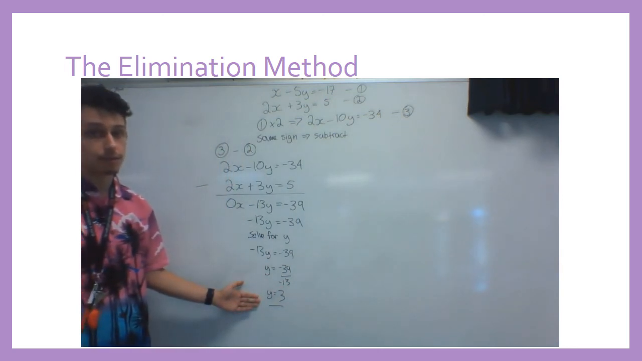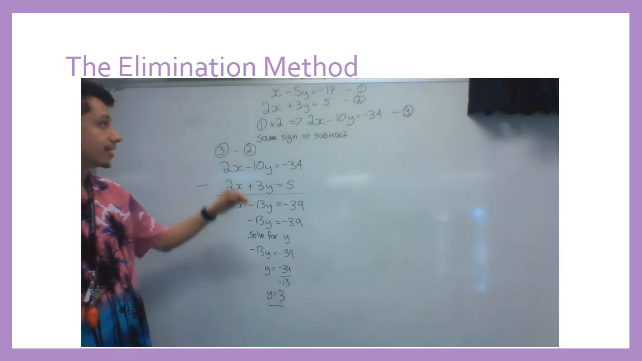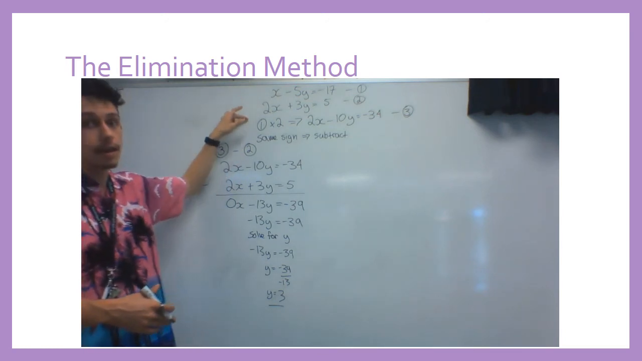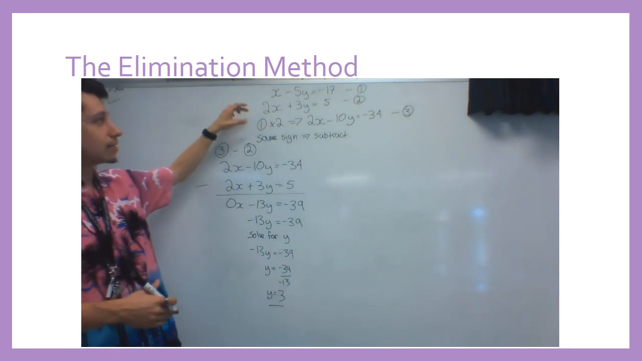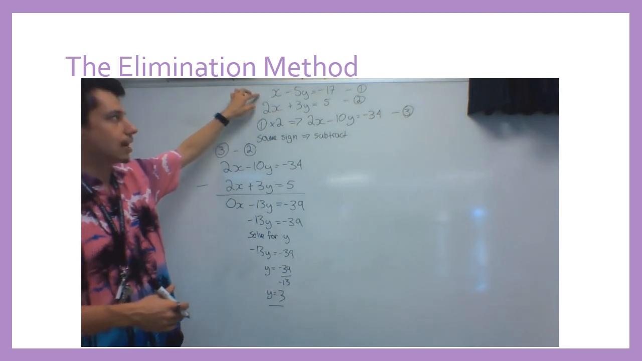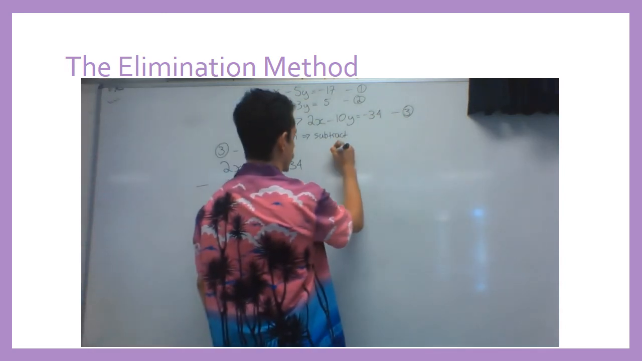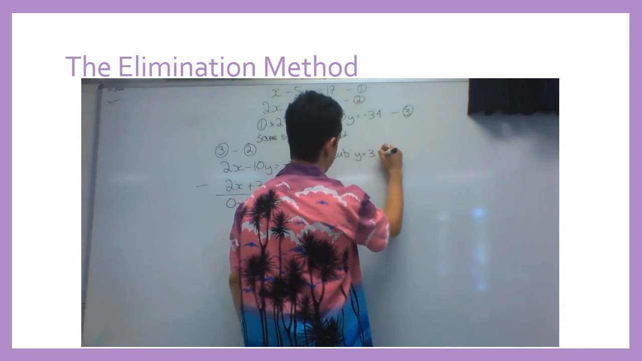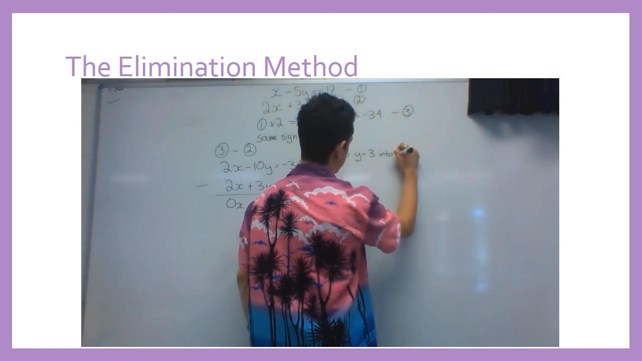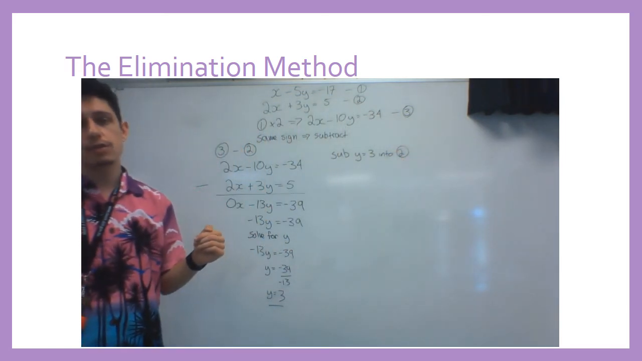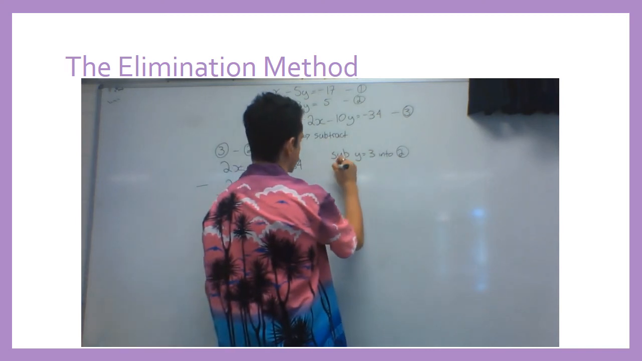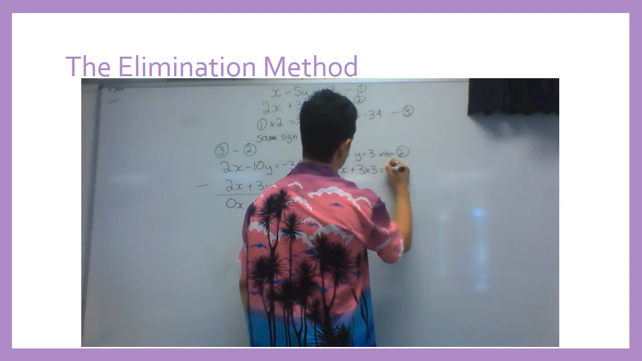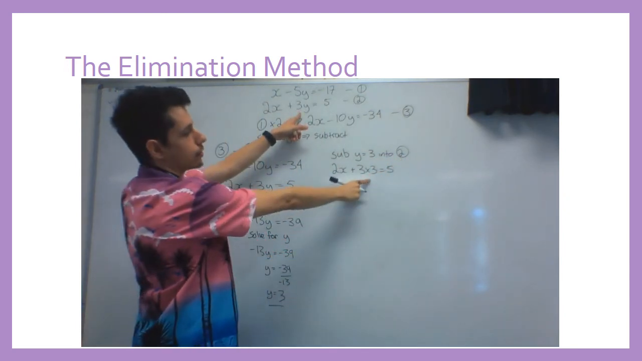So I've got y equals 3. Now I'm going to substitute this back into equation 2 to get my answer. It doesn't matter which equation we use now that we've got a variable, because these are equivalent equations and this is one we started with. So I'm going to substitute y equals 3 into equation 2. Everywhere I see a y, I'm putting a 3 instead.